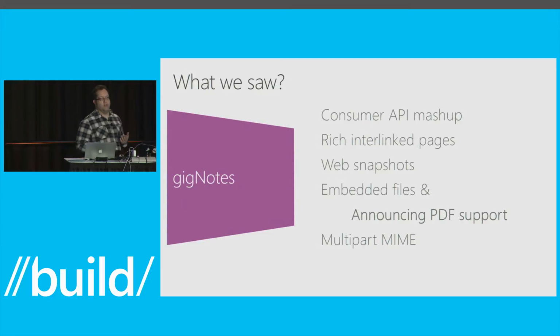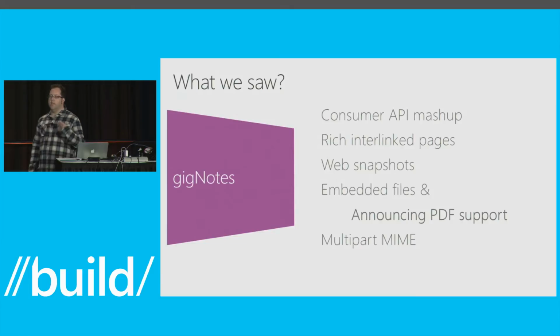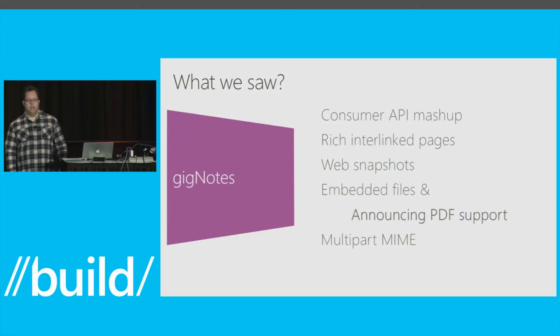So we showed rich interlinked pages. Obviously, that makes a great experience in OneNote. You can just browse around. Everything can be synced offline. We showed being able to get content into your application very richly by snapshotting web pages, and you can do that again with public web pages or private internet ones by sending us the bytes. We showed you embedded files.